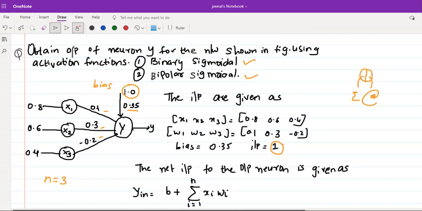I have been asked to obtain the output of the neuron Y. So output means a value that is the output of the neuron. I want to find that value. Till now what we have calculated is the input to the output neuron. So we have completed the first part, that is the summation. The second part is the activation function. So first we'll be considering the binary sigmoidal activation function.